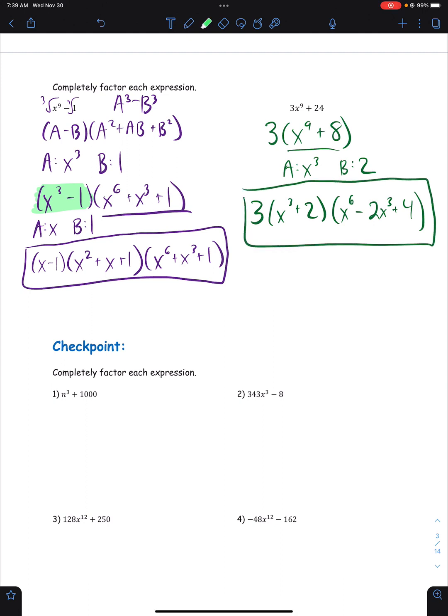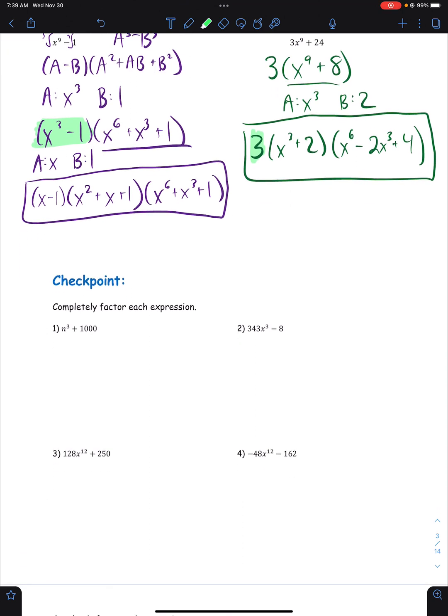Make sure, I see this mistake a lot. People forget to write the GCF with their answer. So make sure you write the GCF with your answer. That's it. I want you guys to try the checkpoint. So, pause the video, take your time, play the video once you're done, and we can go over the checkpoint.